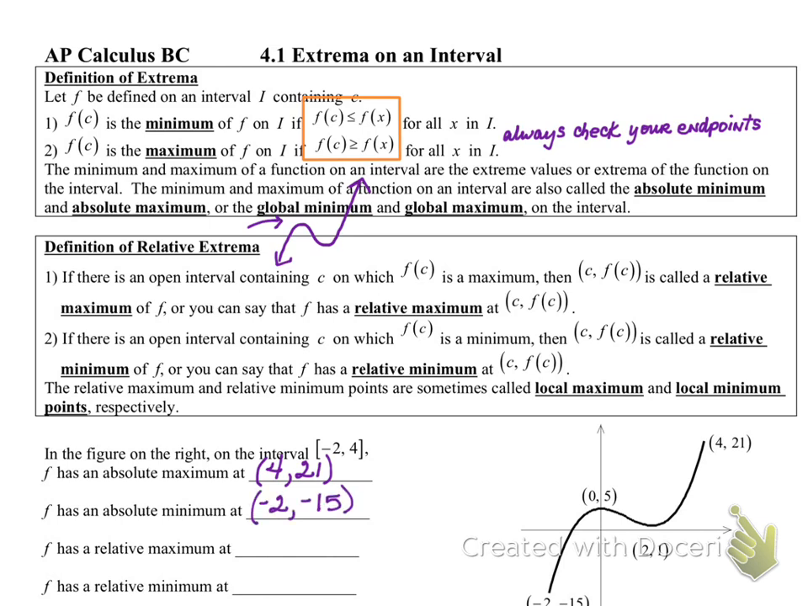We also have a relative maximum, a relative but not an actual global, at 0, 5. And we have a relative minimum, not a global minimum, at 2, 1. I'm going to give you a minute to process that before I move on.